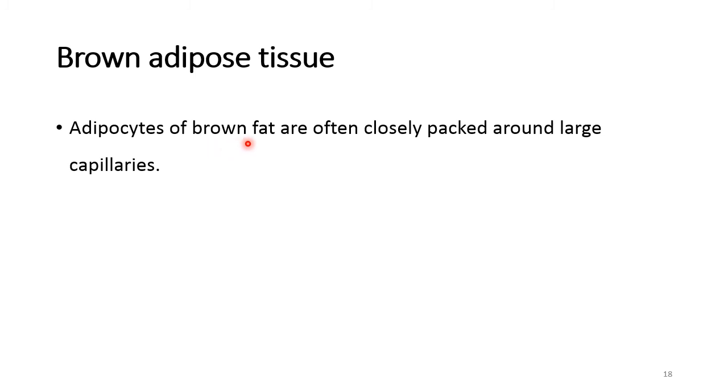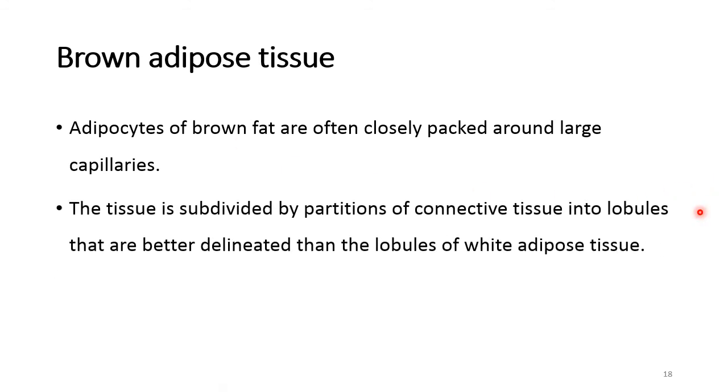The adipocytes of brown fat are often closely packed around large capillaries, as we have seen in the previous image. The tissue is subdivided by partitions of connective tissue into lobules. These lobules are better delineated than the lobules of white adipose tissue.